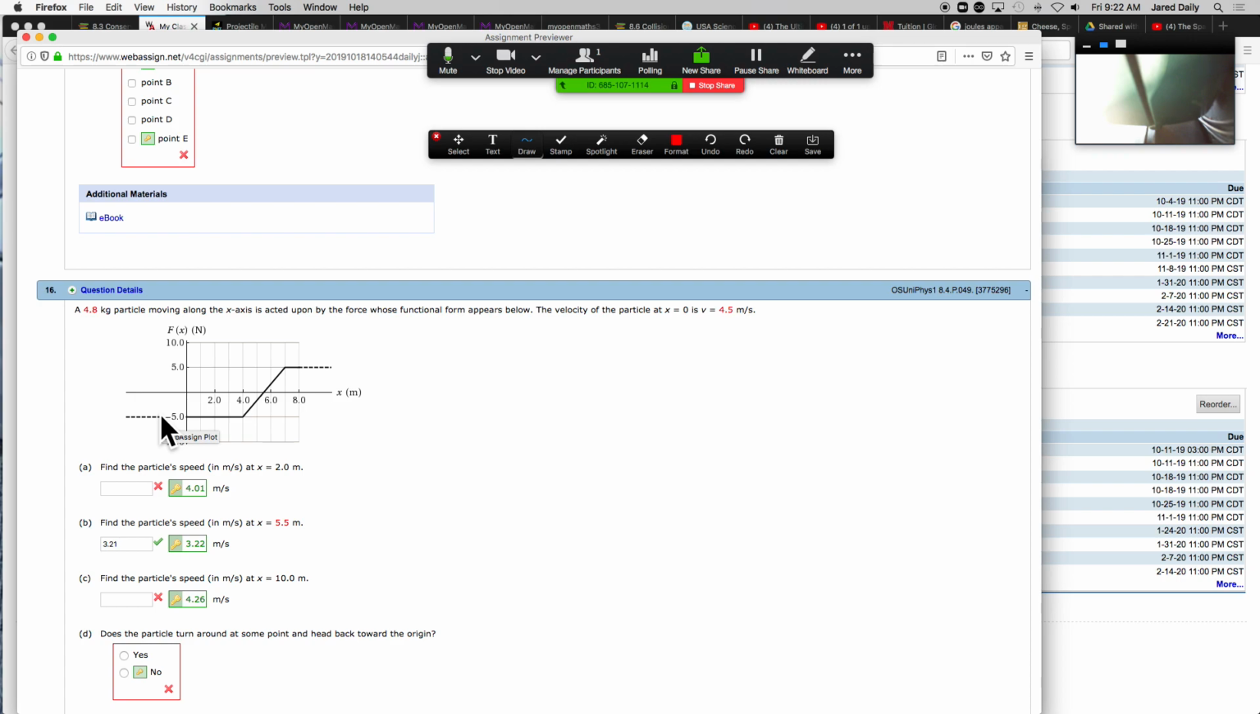So the only situations where we do this in physics is when you can break down the curve into a bunch of rectangles and triangles so that it makes it easy to calculate. If you can't break it down into rectangles and triangles, it's not worth doing.